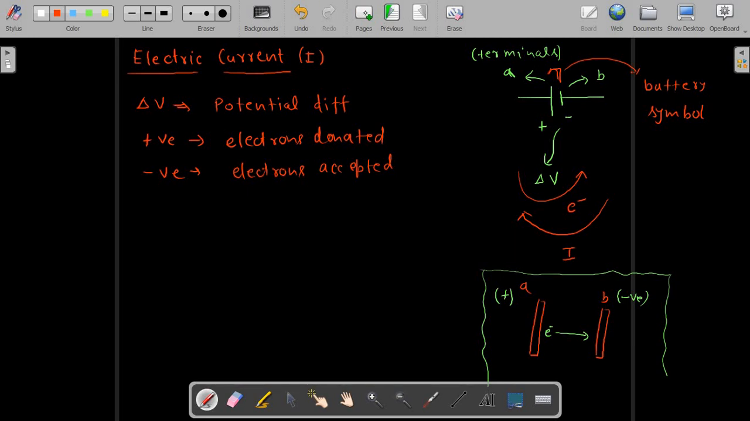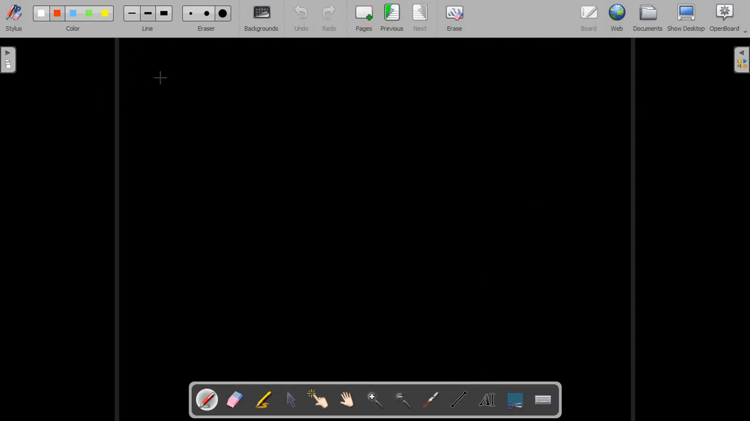Now, as we know that electric current is represented by I, what is the formula of current? The formula of current is I equals delta Q over delta T. Delta Q is the charge, and delta T is the change in time.